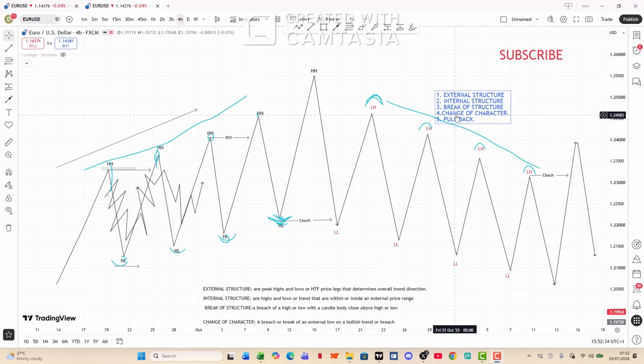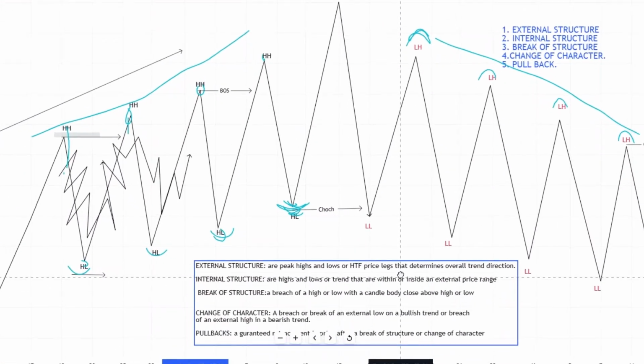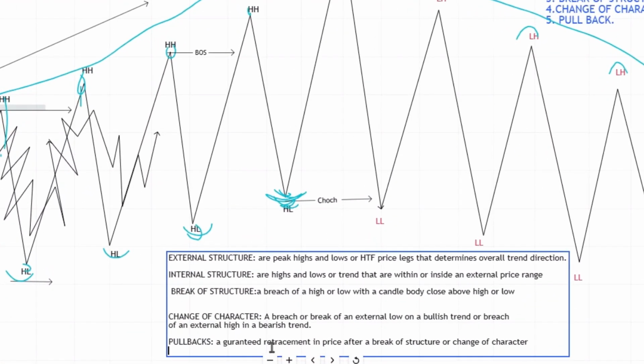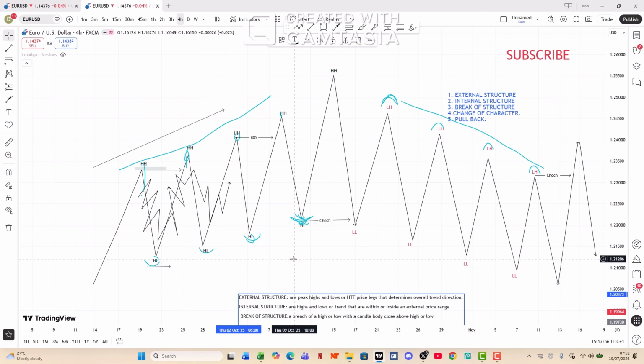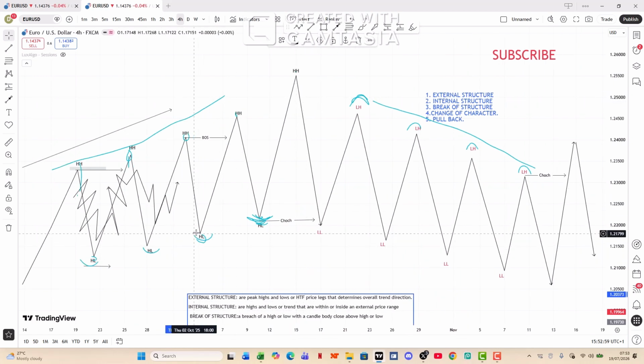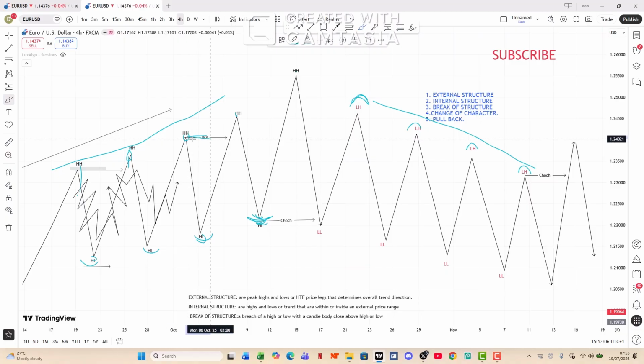Okay, we're done with break of structure and change of character. So we'll go to pullbacks right now. So what does pullback say? A guaranteed retracement in price after a break of structure or a change of character. All right, I think this one is self-explanatory. So after a break of structure, this break is considered a break of structure.